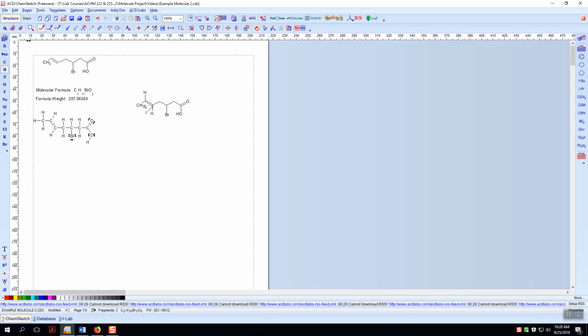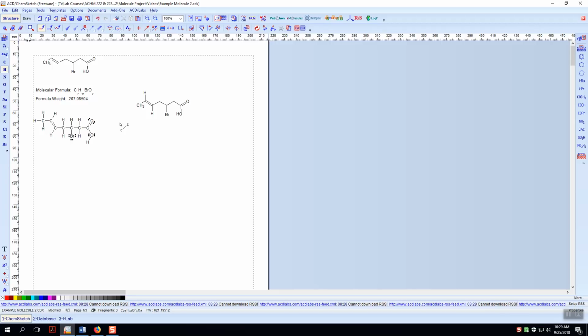So I need to go ahead and show it. In this case, I have put this in the E configuration. E, in this case also trans, okay, because the 2 high priority groups, in this case the methyl group and this entire group, are opposite of each other. So this is the E configuration, and I'm going to need that.